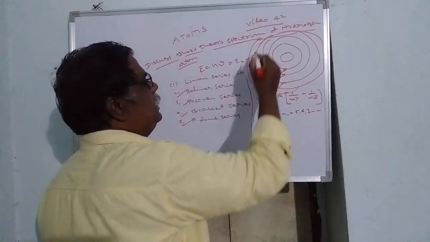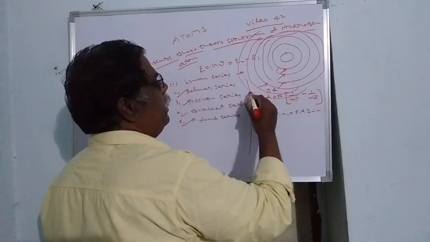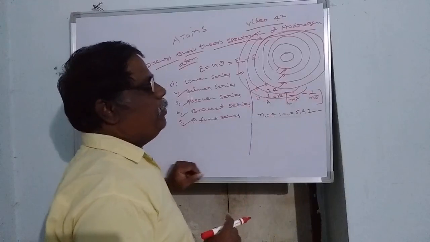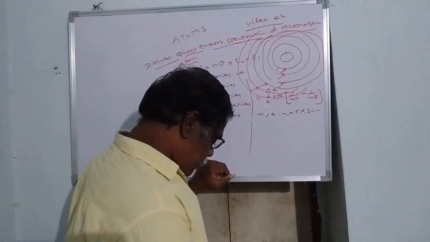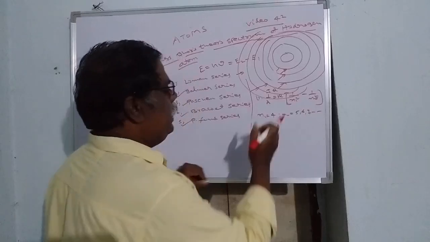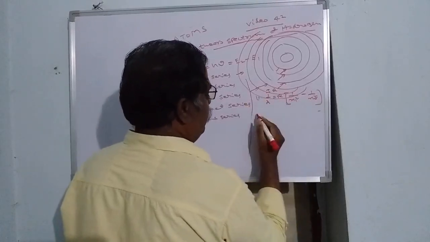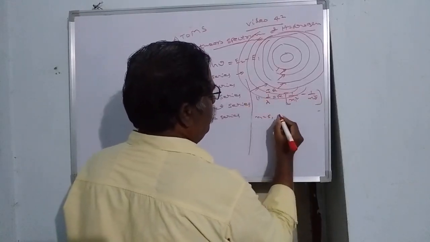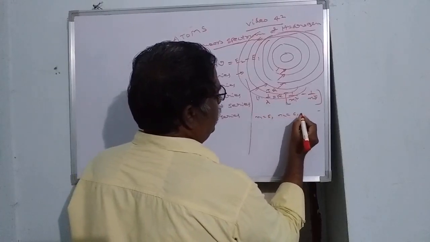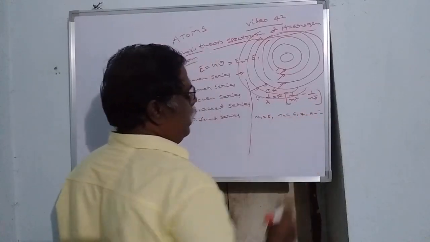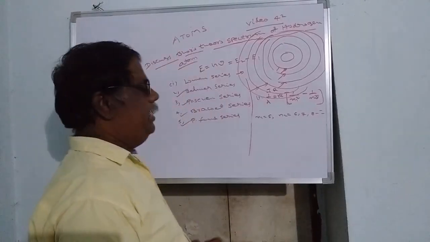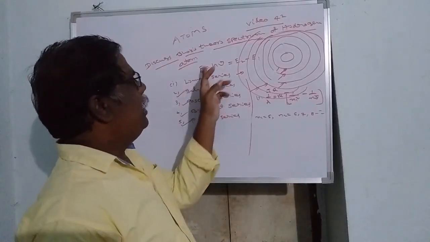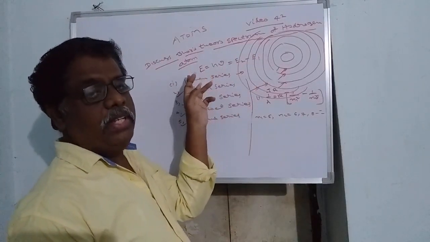Similarly, the Pfund series. For the Pfund series also, the electron may jump from the outermost orbit to the fifth orbit. So here n1 value starts from 5, n2 will start from 6, 7, 8 and so on. This also belongs to the infrared region. Totally, the hydrogen spectrum contains 5 series.